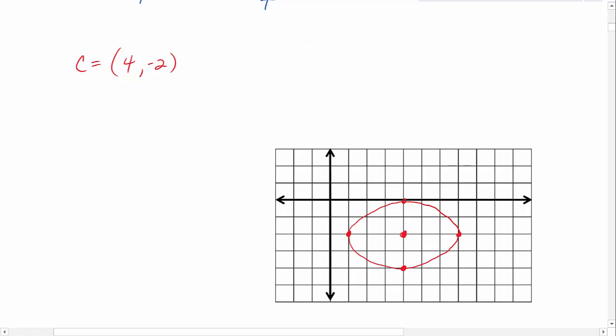Our major axis is here in the long direction, so we know those endpoints on the major axis are our vertices, so let's get those labeled. 1, negative 2, and 7, negative 2.